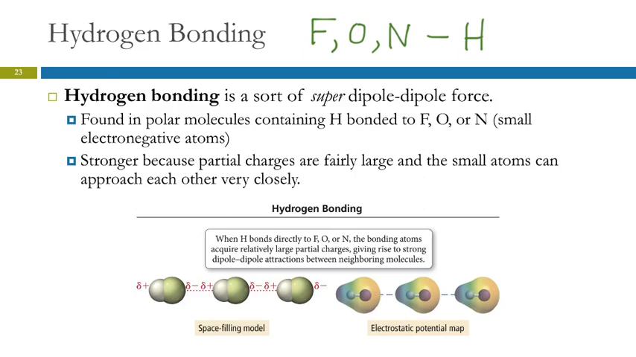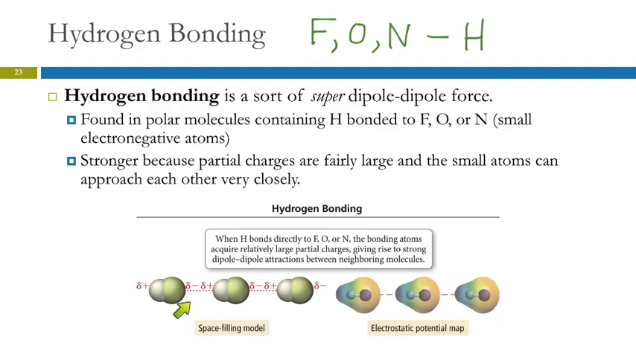So if you have a polar molecule where you have hydrogen bonded directly to fluorine, to oxygen, or to nitrogen, that molecule is going to have hydrogen bonding. And does that mean that it's going to have dipole-dipole? Yes, it's going to have dipole-dipole forces because it's polar, and it has dispersion forces because everything has dispersion forces. Excellent point.